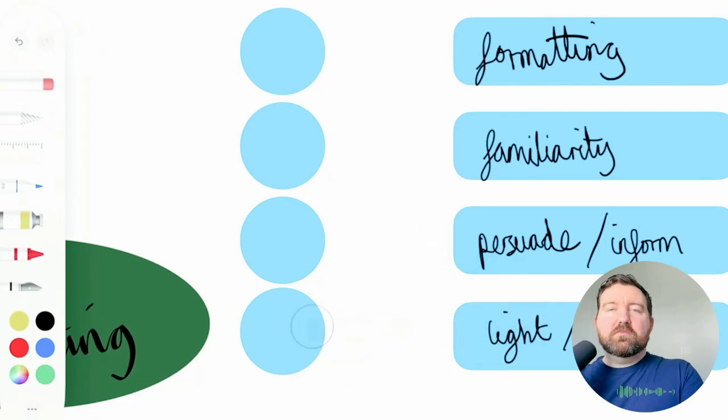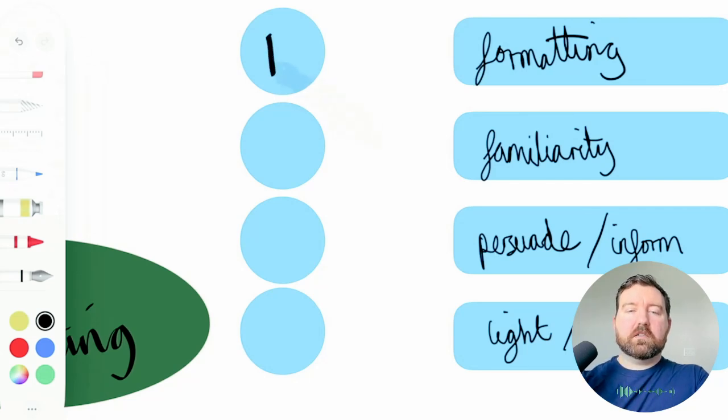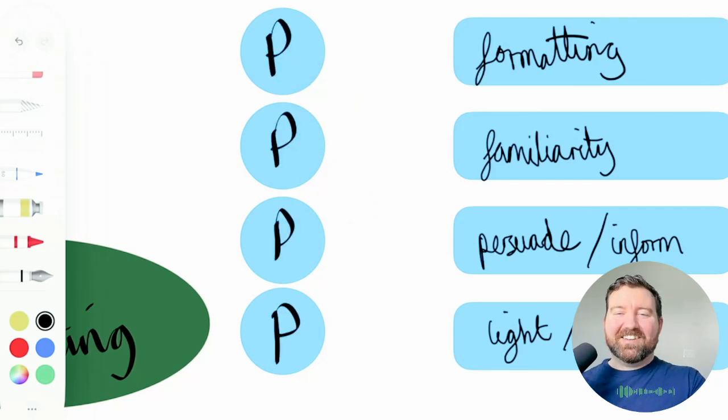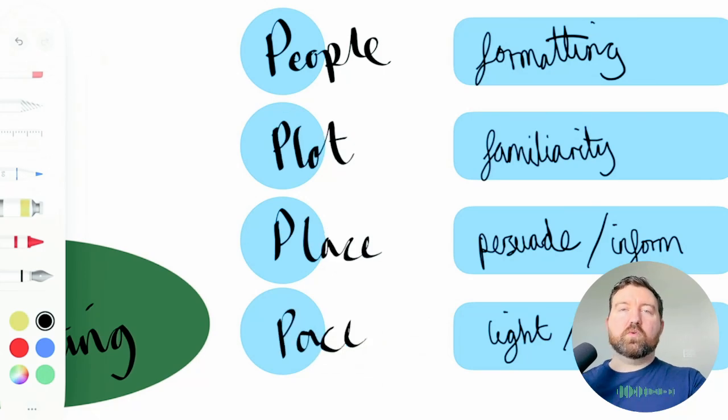What I just erased, you probably just saw, was type, audience, purpose, subject, which is what you need for transactional writing. For creative writing, what you need is P, nice and easy. The 4 Ps, there's actually several more Ps, but these are the main ones. So it's people, place, pace, and of course plot. I think that's the best order, actually.